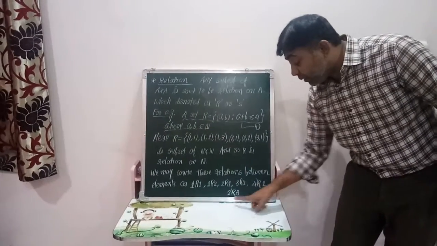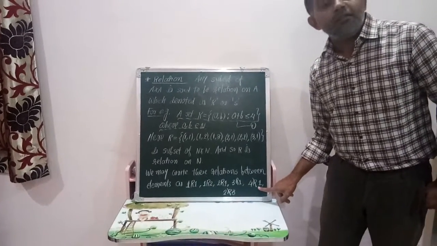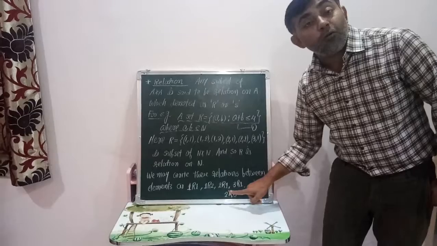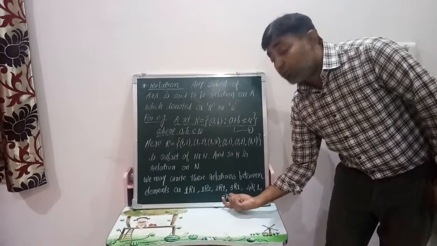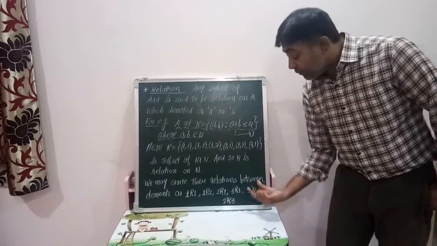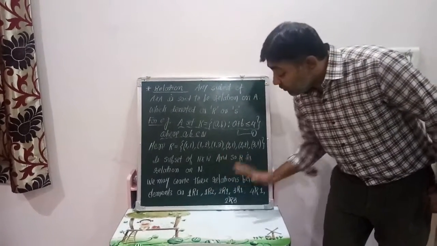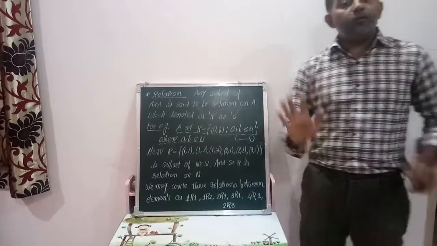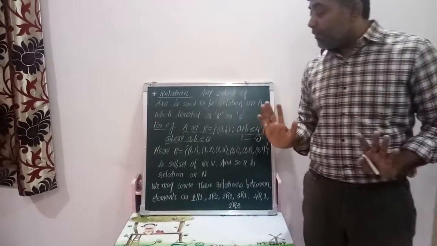Now see, these two examples are very important. 4 is not related to 1. This is the symbol. 2 is also not related to 3. Why? Because ordered pairs of type (2, 3) are not included in this set. (4, 1) types of ordered pairs are also not included in this set. So these two are not in this relation. So this is one basic and simple example of relation. You know that example very well.